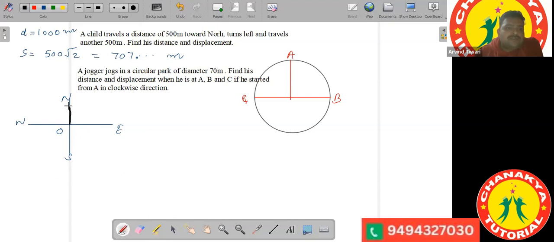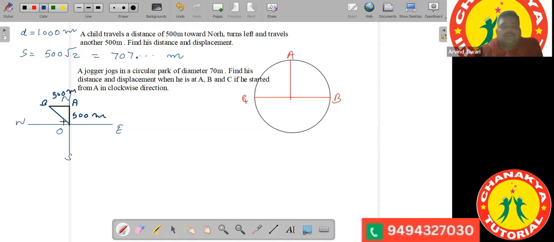From O, the person travels north this much, and the distance he travels is 500 meter, right? So here the person travels 500 meter, and from here he takes a turn towards left. So he would be moving along this direction. So here he travels another 500 meter. Now we want to find out his displacement from O. So from O to the final point, this is the displacement that we want to find out. So let's make it O, A and B. So this is 500 meter. This is also 500 meter.